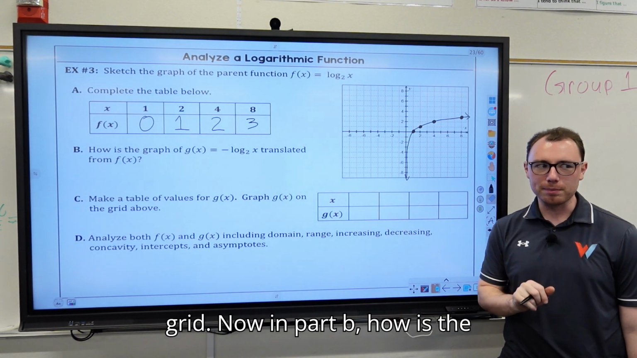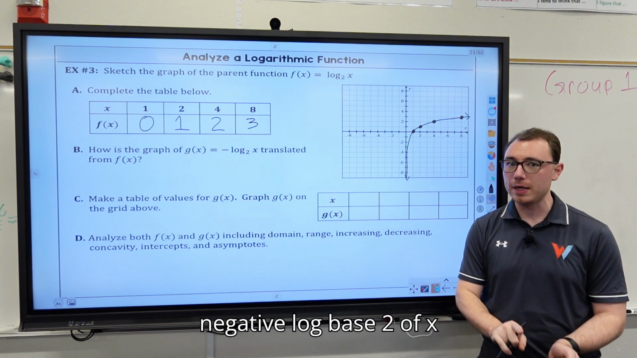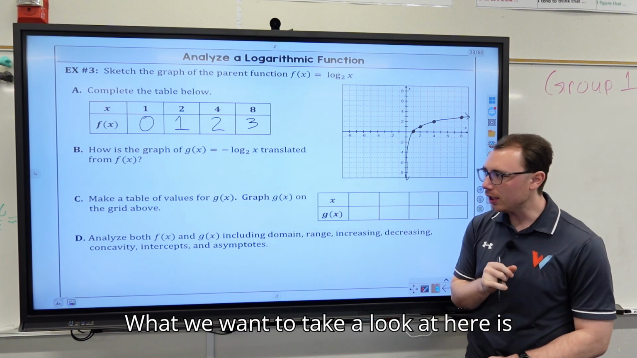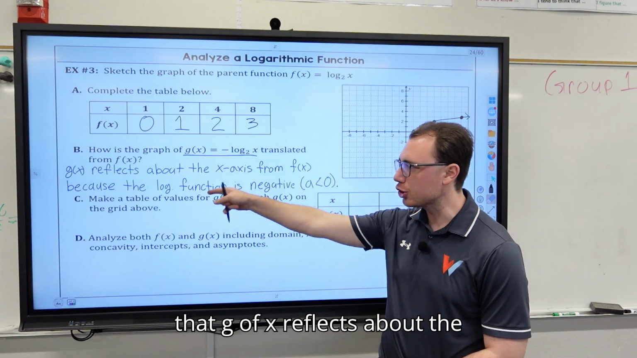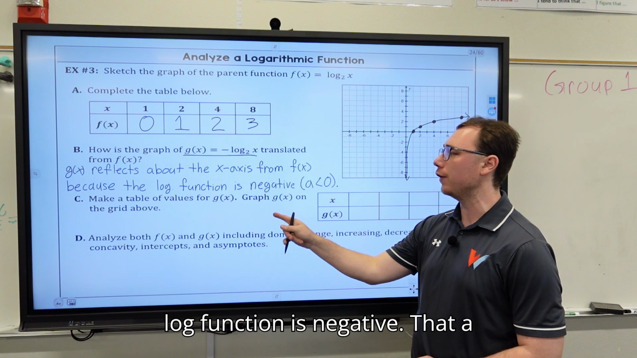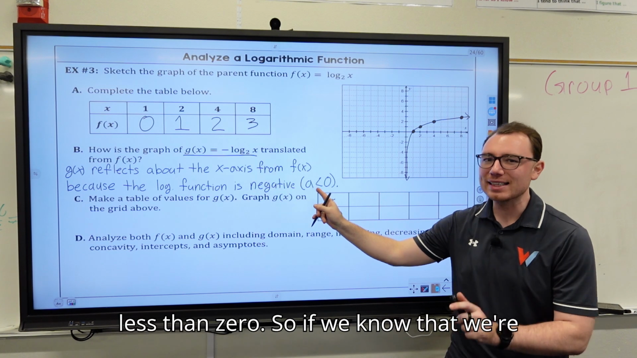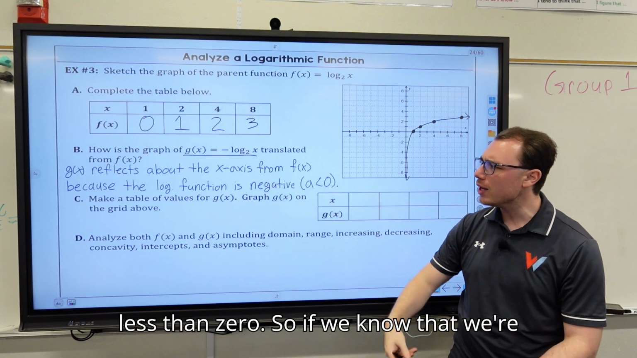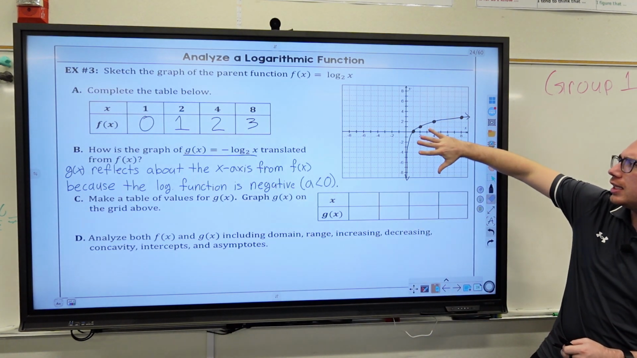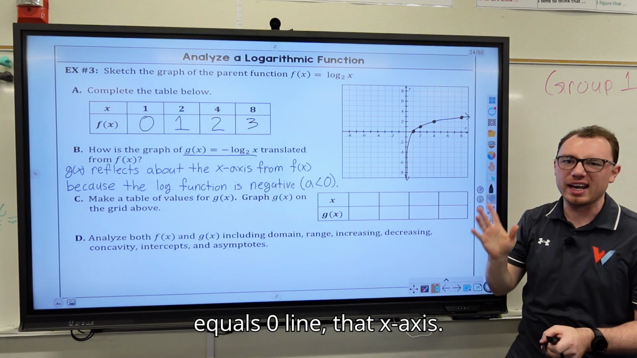Now in part B, how is the graph g of x, which is equal to negative log base 2 of x, translated from f of x? What we want to take a look at here is that g of x reflects about the x-axis from f of x because the log function is negative. The a value in front of our log here is less than 0. So if we know that we're going to have a reflection about the x-axis, we should predict this graph to flip about the y equals 0 line, that x-axis.